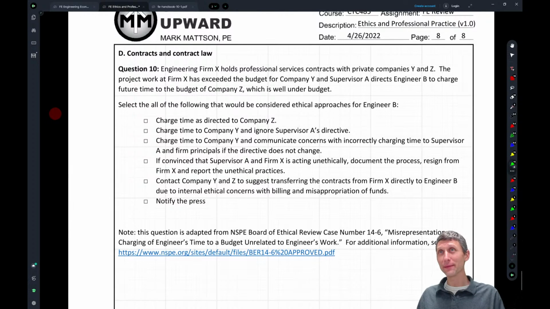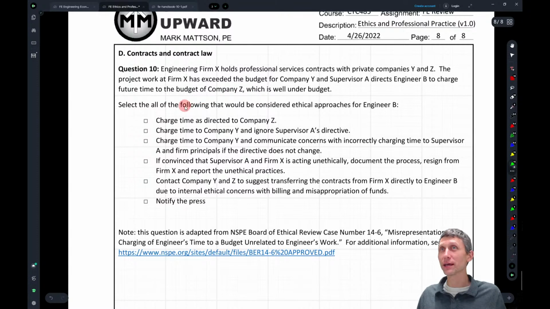Engineering firm X holds professional services contracts with private companies Y and Z. They're not federal companies, they're not state companies. The project work at firm X has exceeded the budget for company Y. So what does supervisor A do? He wants a bean count. He says, okay, let's take the time you work and charge it to company Z, even though you're working for company Y, because company Z is under budget. We've got money there.